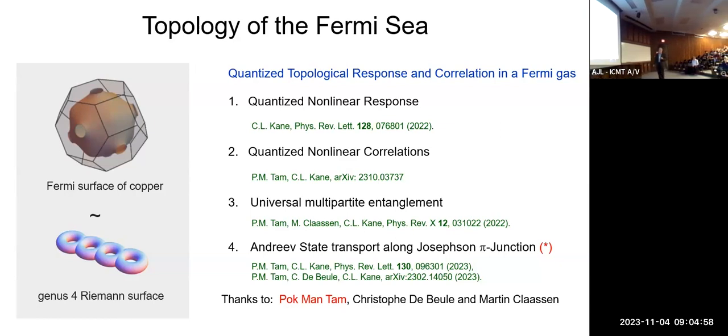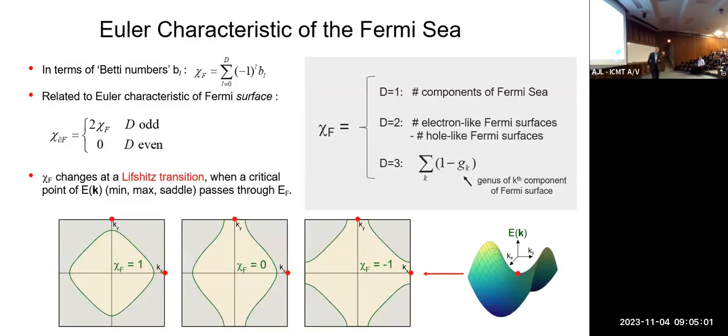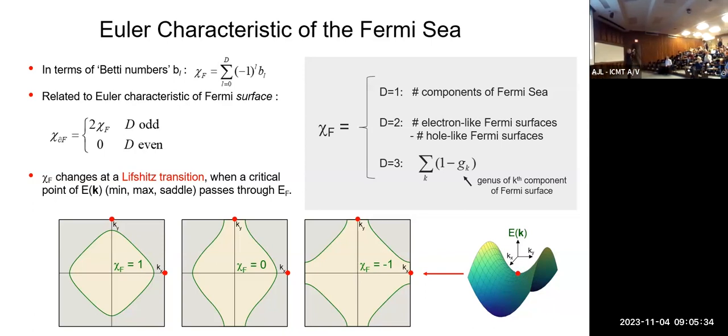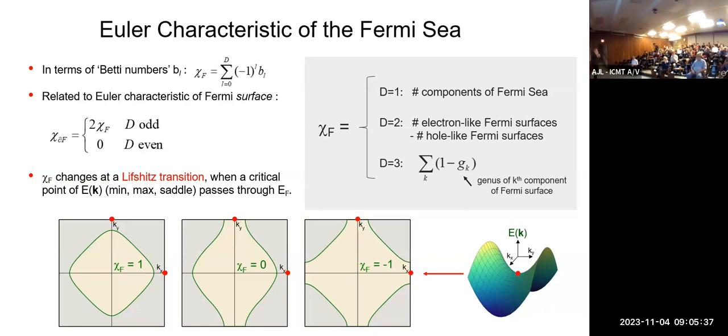Okay, so how do we describe the topology of the Fermi sea? I want to introduce you to a topological invariant called the Euler characteristic. The Euler characteristic is something that characterizes the shape of a space. There's a mathematical definition that you can give for the Euler characteristic in terms of Betti numbers. But it's simple in specific cases: one, two, and three dimensions. In one dimension, if you have a Fermi sea, you just have an interval in momentum space. The Euler characteristic is basically just counting the number of intervals, a simple integer that characterizes a one-dimensional Fermi system.